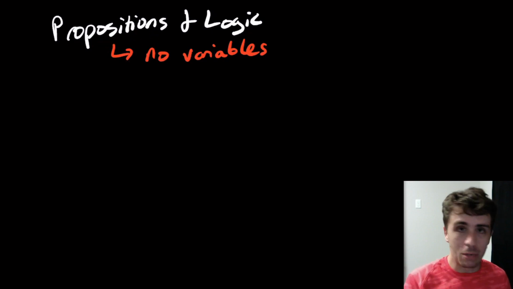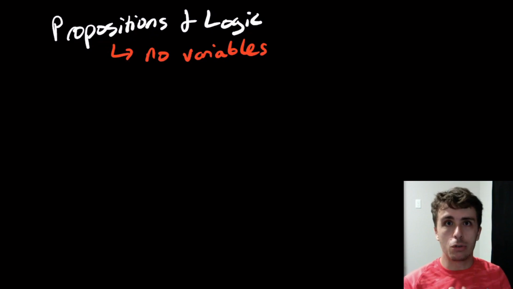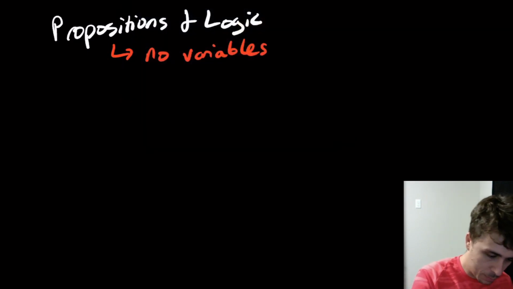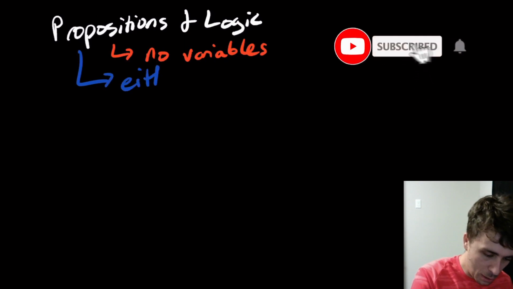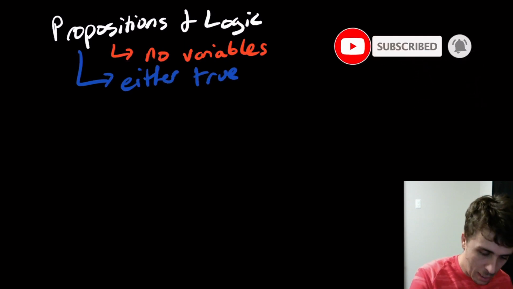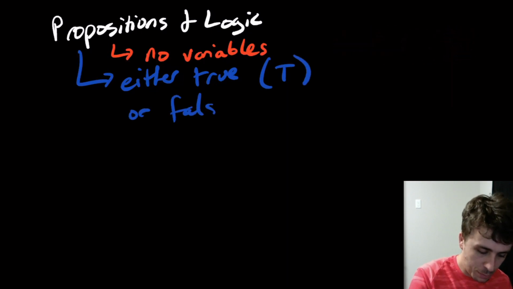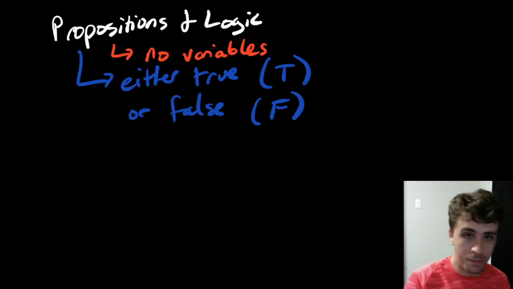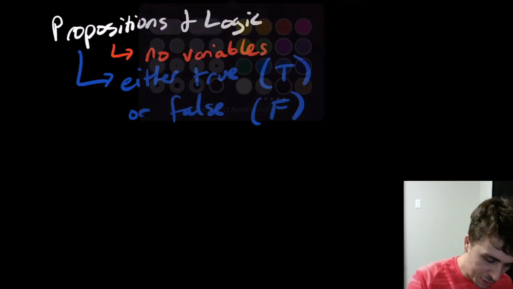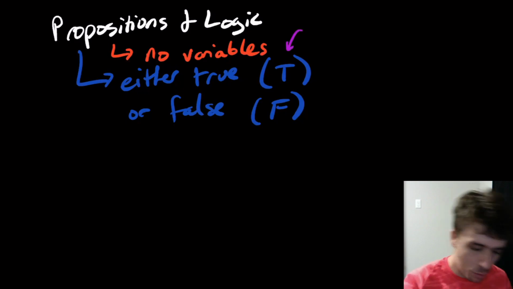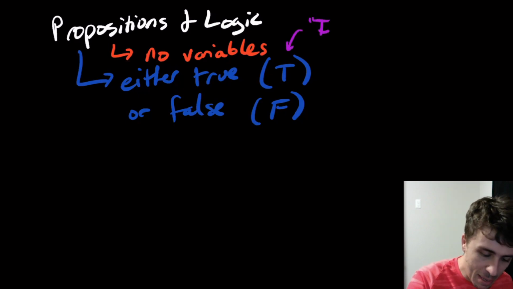So what is this? A proposition without variables is either true or it's false. So let's write that down. So either true, and we're going to denote that with T, or false, and we're going to denote that with F.